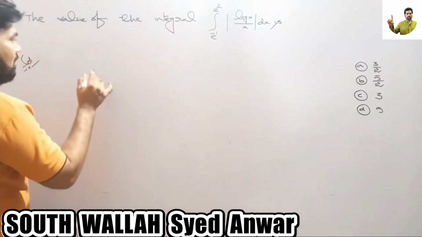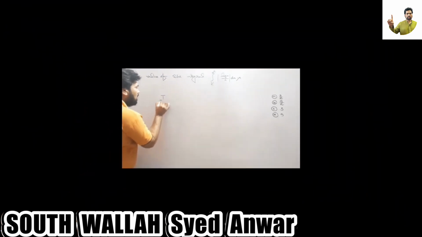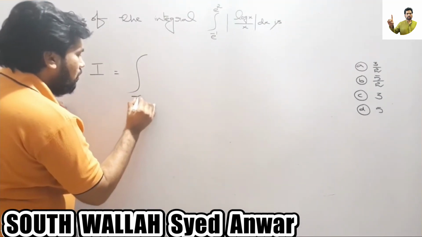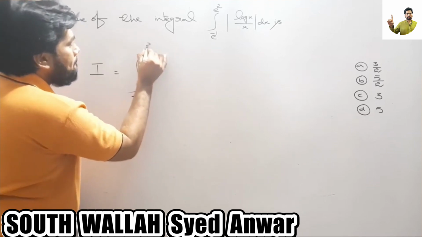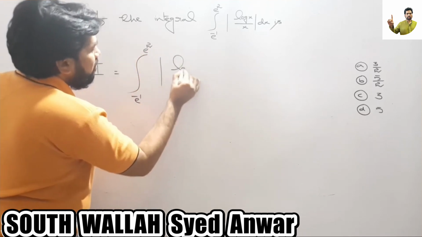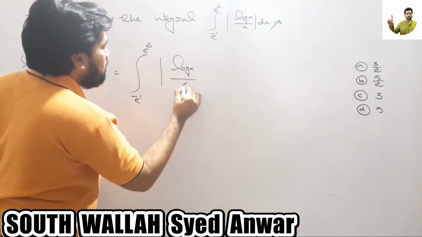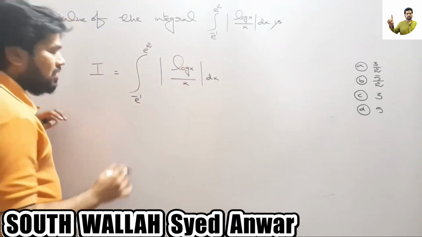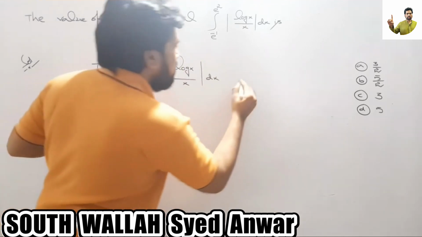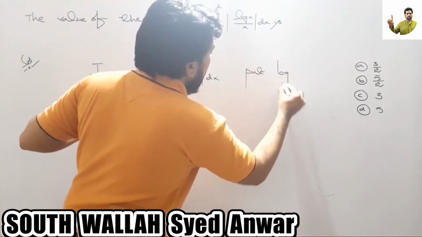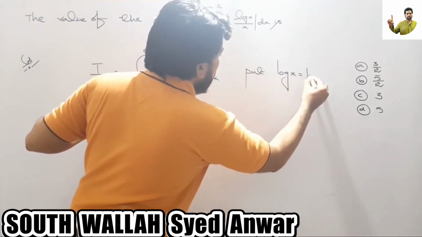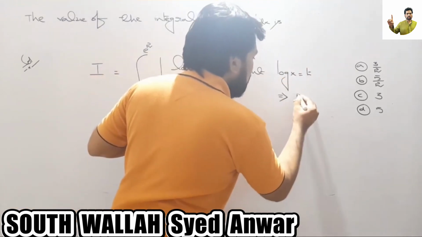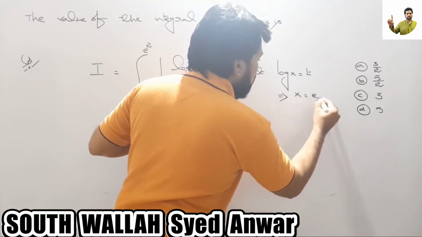First of all, the given information be denoted by capital I is equal to integral e power minus 1 to e square modulus of log x by x multiplied by dx. Right. For this question, I am going to use the substitution. Put log x is equal to t. Then, when you remove the log, x is going to be e power t.